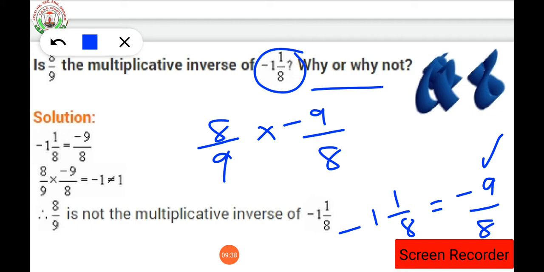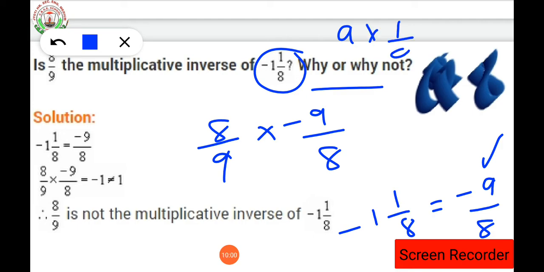So in this question here it is asked that 8 by 9 का मल्टीप्लिकेटिव इनवर्स माइनस 9 by 8 होगा कि नहीं होगा? Have you understood what I said? 8 upon 9 का मल्टीप्लिकेटिव इनवर्स माइनस 9 upon 8 होगा कि नहीं होगा? So dear students, what is multiplicative inverse?